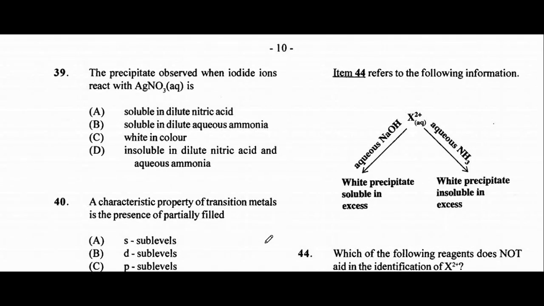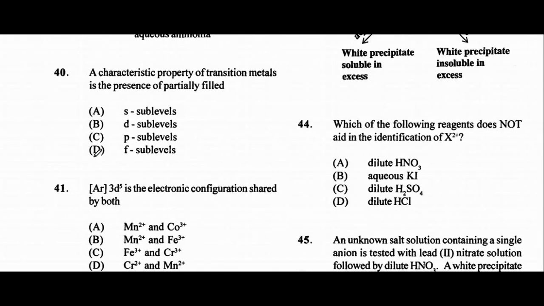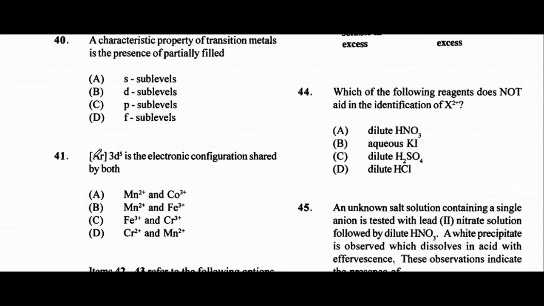The precipitate observed when iodide ions react with aqueous silver nitrate is insoluble in dilute nitric acid and in aqueous ammonia. Number 40. A characteristic property of transition metals is the presence of a partially filled d sublevel.